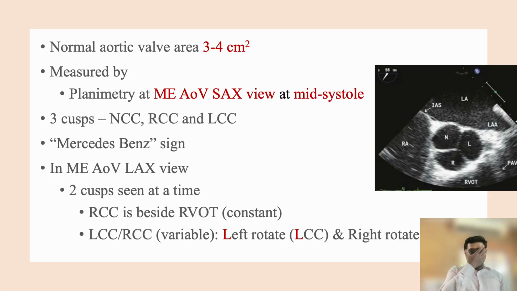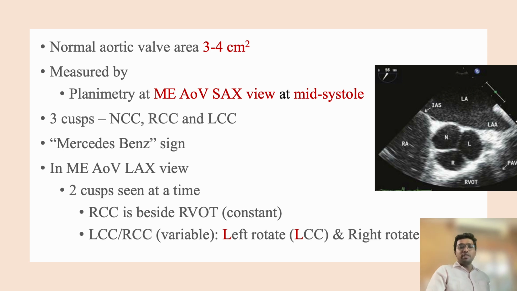So the few points we have to remember: the normal aortic valve area is 3 to 4 centimeter square, whereas the normal mitral valve area is 4 to 6 centimeter square. It is measured by planimetry at the mid-esophageal aortic valve short axis view at mid systole. So 3 cusps we can see: NCC, RCC and LCC, that's non-coronary cusp, this is the RCC, the right coronary cusp, and this is the left coronary cusp. It forms the Mercedes-Benz sign.